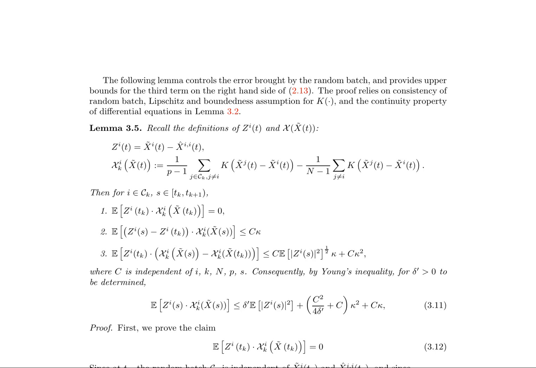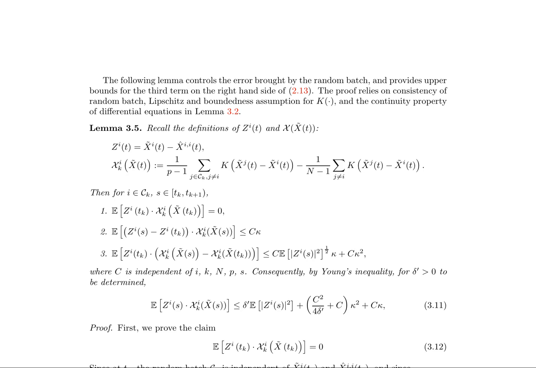They establish an upper bound for the error term, which is a critical component in understanding the convergence rate of RBM. The authors utilize a series of lemmas that control the error brought by the random batch. These lemmas are based on the consistency of the random batch, the Lipschitz and boundedness assumption for K, and the continuity property of differential equations. The lemmas provide upper bounds for the third term on the right-hand side of equation 2.13, which is crucial in the overall analysis.